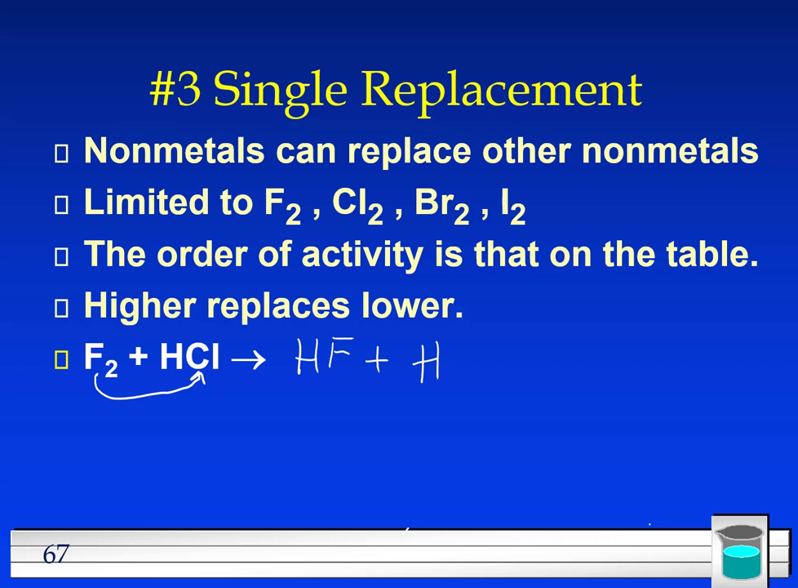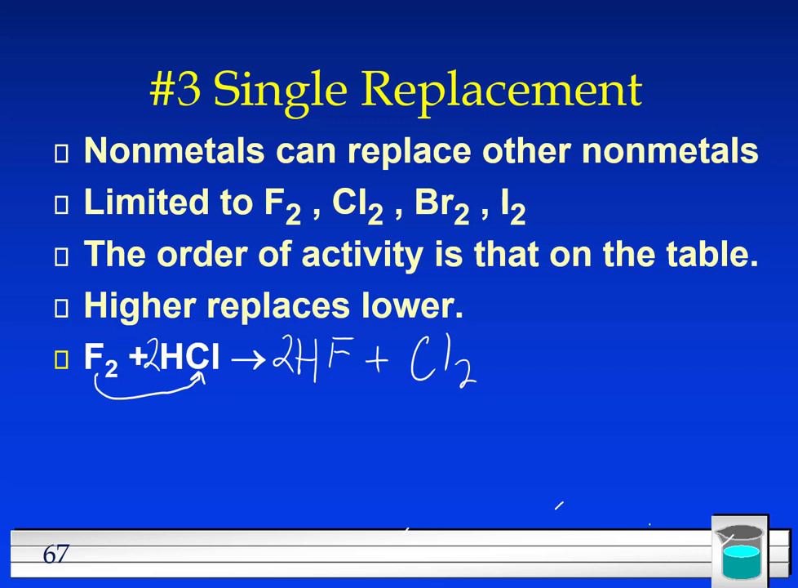So I did what the name said. Now I need to figure out subscripts. So HF plus Cl. Now I've got to think about subscripts. Cl needs a 2, H is 1 plus, F is 1 minus. And then I just have to balance it. I've got 2 F's, so I put a 2 in front of HF. That gives me 2 H's, so I put a 2 in front of HCl. That gives me 2 Cl's, which I wanted anyway.